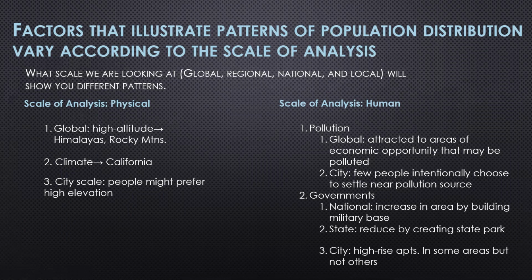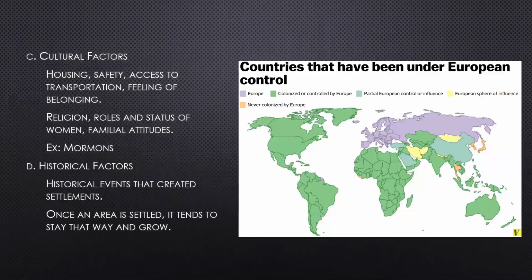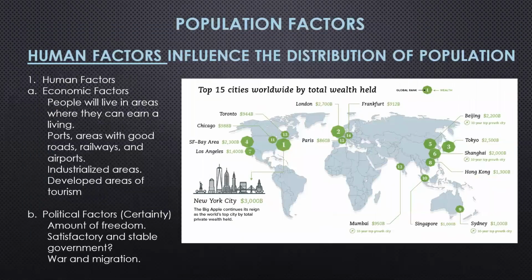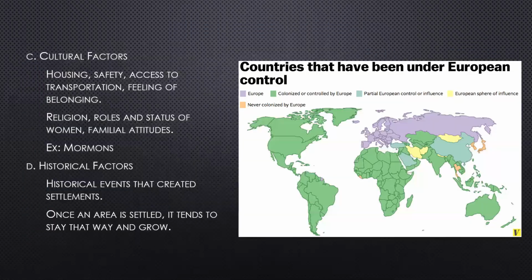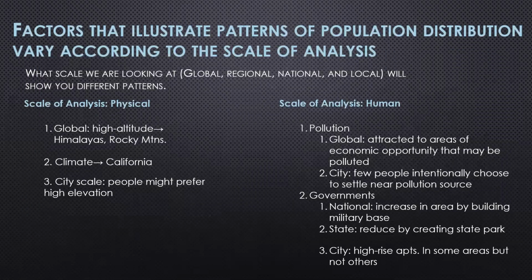Awesome. So we've been looking at global scales here, thinking about it globally. But as the scale of inquiry changes, the relevance of certain factors like climate, elevation, and industrialization changes as well. So going back to scales of analysis, the scale you're looking at, whether it's global, regional, national, or local, will show you different patterns.